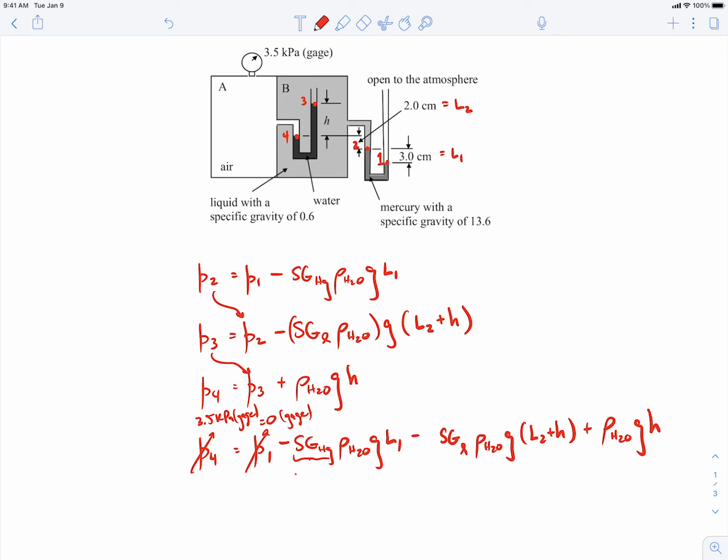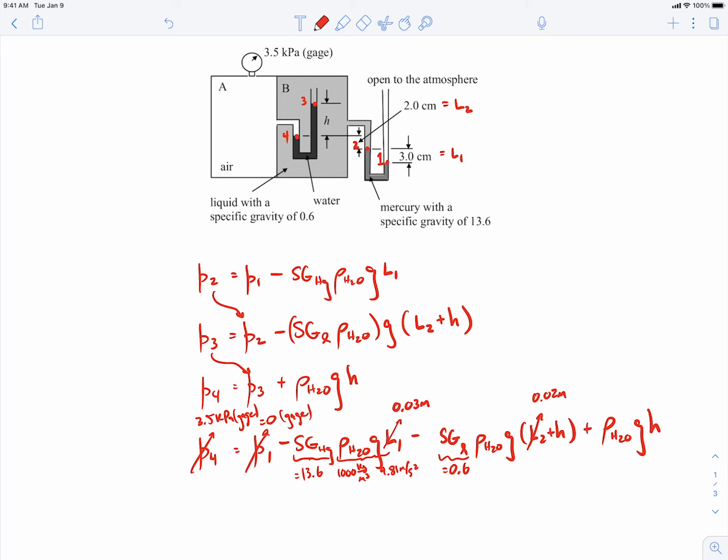The specific gravity of mercury, you can look that up. That's 13.6. The density of water is 1,000 kilograms per cubic meter. g, of course, is 9.81 meters per second squared. L1 is 0.03 meters. This specific gravity is 0.6. That was given right here. L2 is this distance here. That's 2 centimeters, so that's 0.02 meters. And we have everything else.